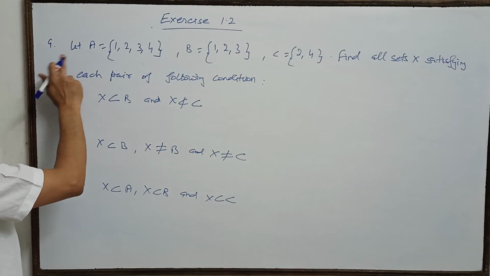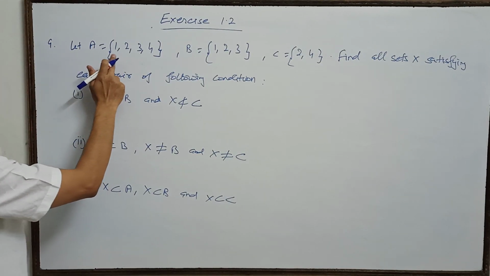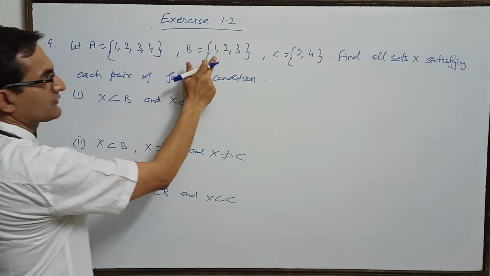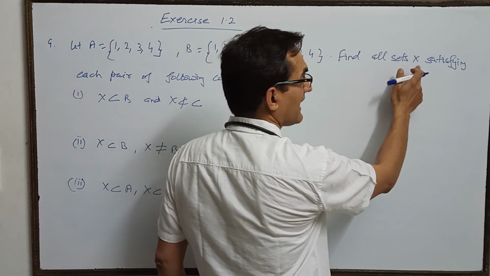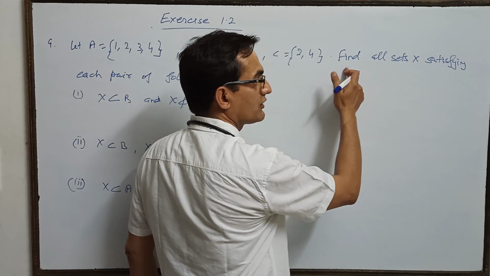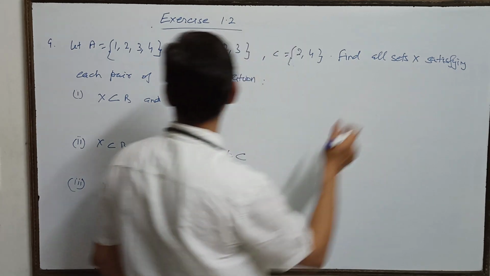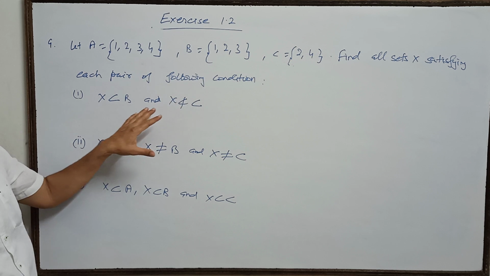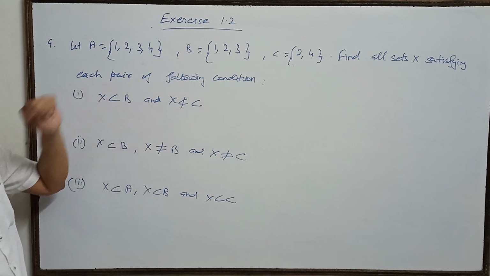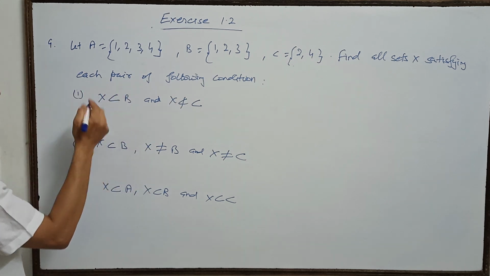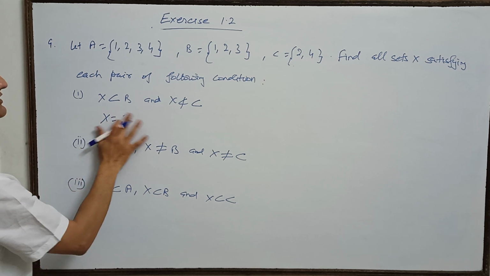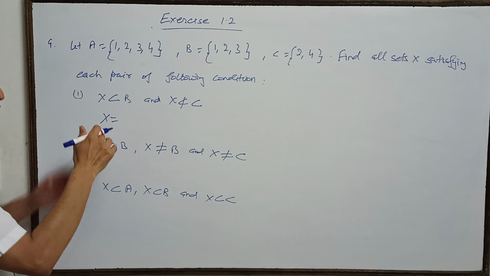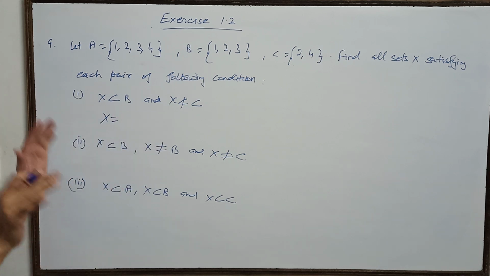Ninth question: let A have elements 1, 2, 3, 4, B have 1, 2, 3, and C have 2 and 4. Find all sets X satisfying the pair of the following conditions. First of all, we have to tell what X can be equal to. What different types of sets can be there?